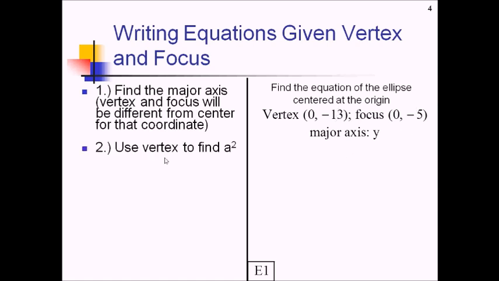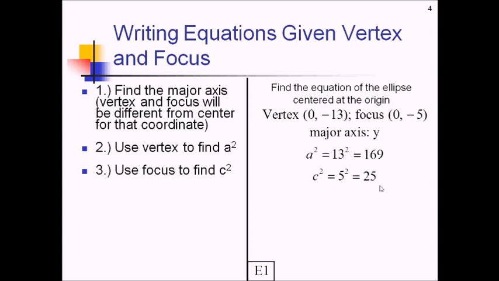Next step, we're going to use the vertex to find the a squared. We're going to need that for our formula. In this case, our vertex is 13 away from the center of the origin. So we've got 13 squared, which gives us 169 for the a squared. Next, we need the b value eventually, but we don't have it, so we're going to use the focus instead to get the c squared. That's going to be 5 squared, which gives us 25.